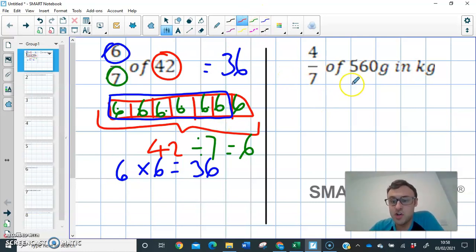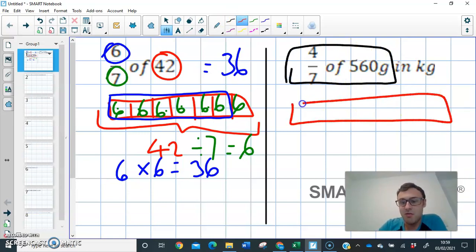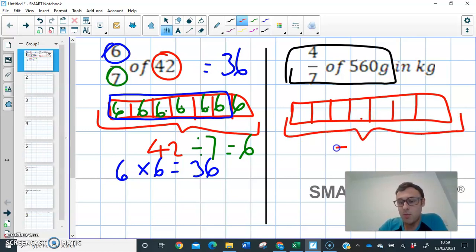Moving on to the next question, 4/7 of 560 grams in kilograms, fraction of amount first, please. I'm going to do this part of the question first. I need to draw a bar. I need to split it into 7 groups again. 1, 2, 3, 4, 5, 6, 7. Good. And in this question, the bar is representing 560 grams.